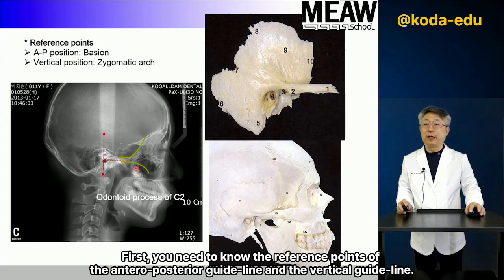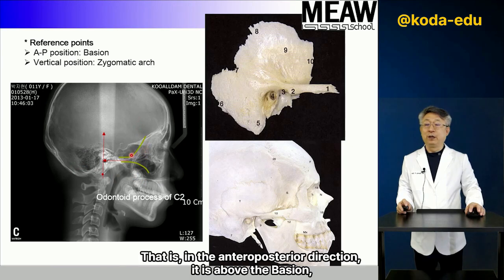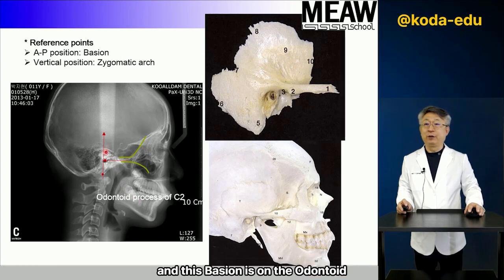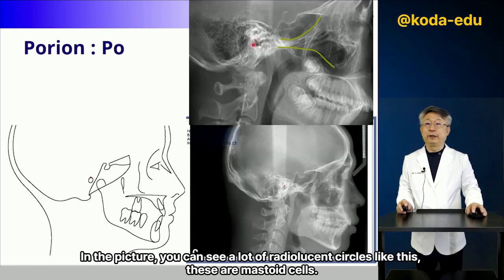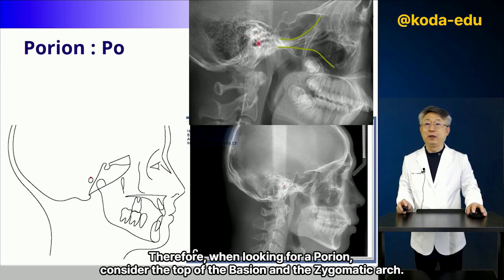First, you need to know the reference points of the anteroposterior guideline and the vertical guideline. That is, in the anteroposterior direction, it is above the Bayesian, and this Bayesian is on the odontoid. Vertically, the zygomatic arch, the most radiopaque area just in front of the condyle, is found first. In the picture, you can see a lot of radiolucent circles like this. These are mastoid cells. Therefore, when looking for a porion, consider the top of the Bayesian and the zygomatic arch.